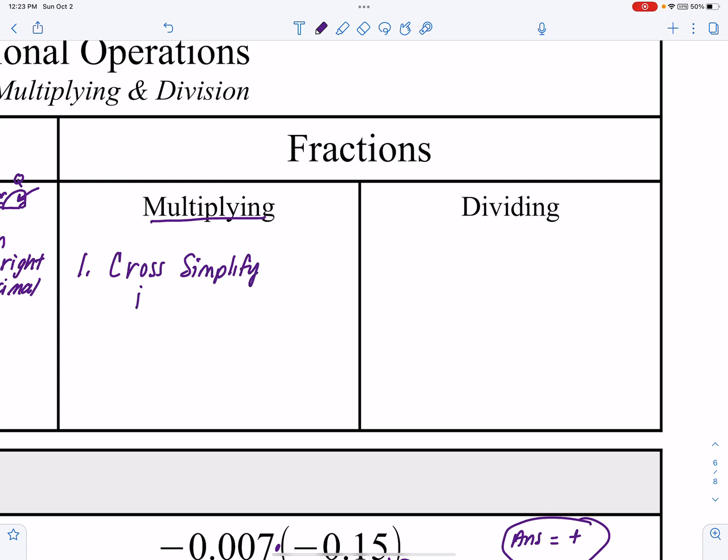And we're going to put if possible, just because you can't always do it. Okay, you don't have to do that. It just makes it a little bit easier to work with. You end up with smaller numbers. And then remember, with multiplying fractions, we just multiply straight across.